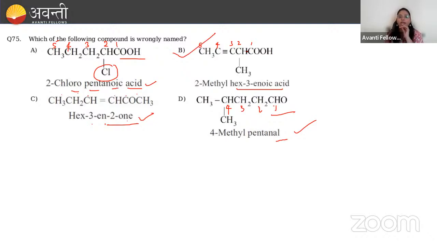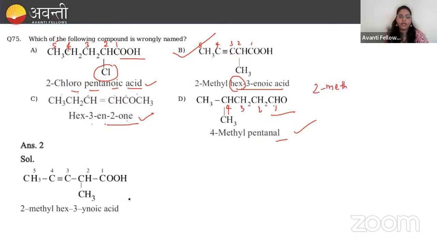यहाँ पे 5 carbons 1, 2, 3, 4, 5 are given, but in here hex is written. So hex will not be the correct answer. Pentan 3, 2-methyl. Okay, I will write 2-methyl pent-3-enoic acid. Okay, that will be the correct answer. ठीक है? B जो है वो wrongly named है. ठीक है? Any doubt in this?